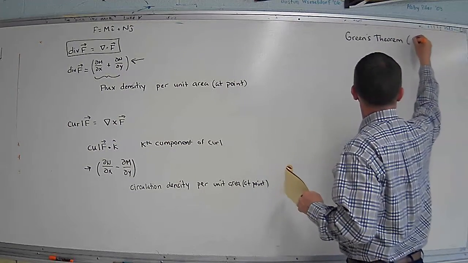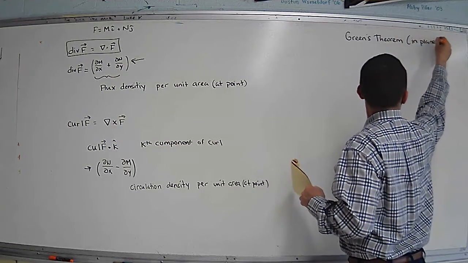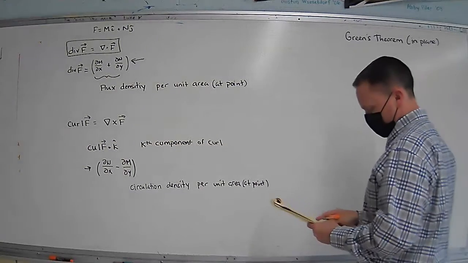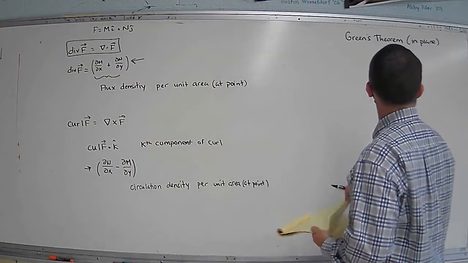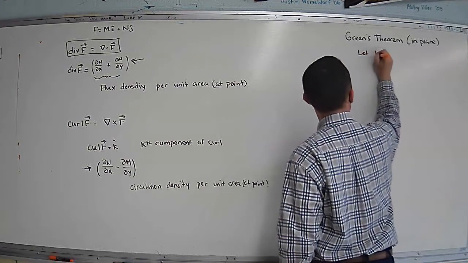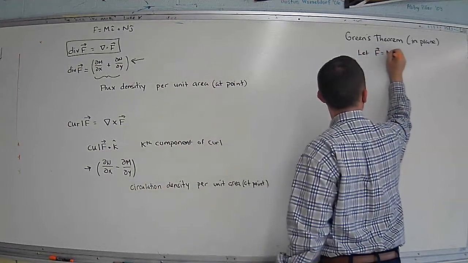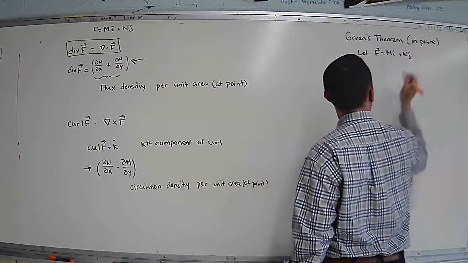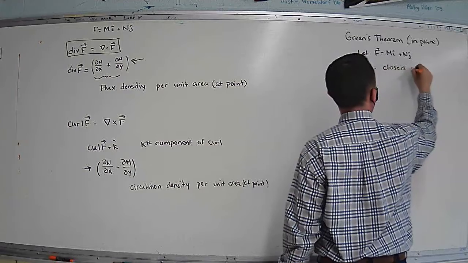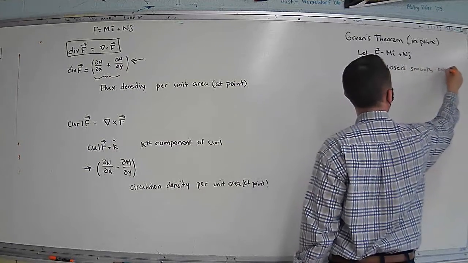Okay, so we're still talking about Green's theorem in a plane. Green's theorem actually only exists in a plane, because when you move out of the plane, Green's theorem becomes named something else, which we'll get to eventually. Okay, so here are our conditions. Let F be like what it was over here, M in the i plus N in the j, and C is going to be a closed, smooth curve.